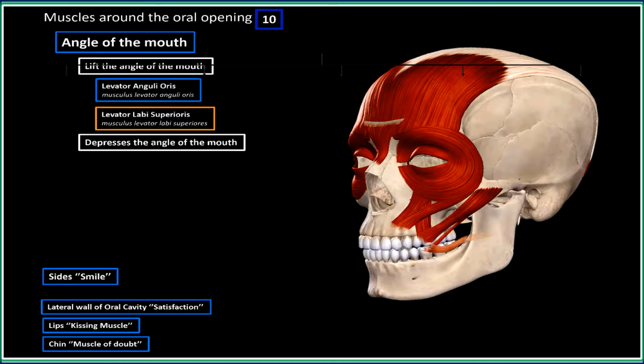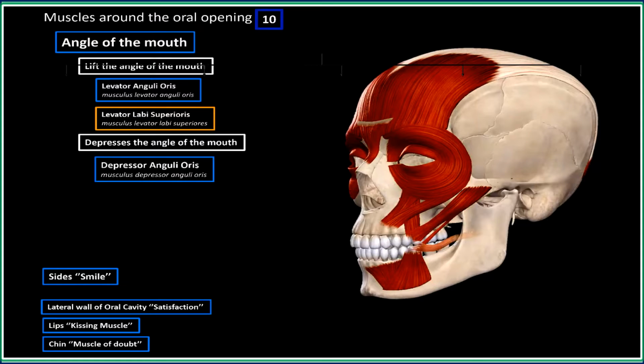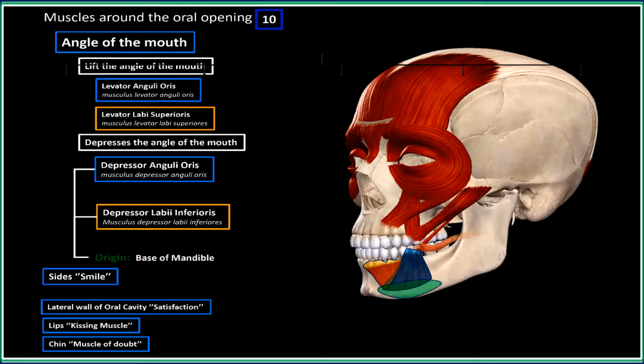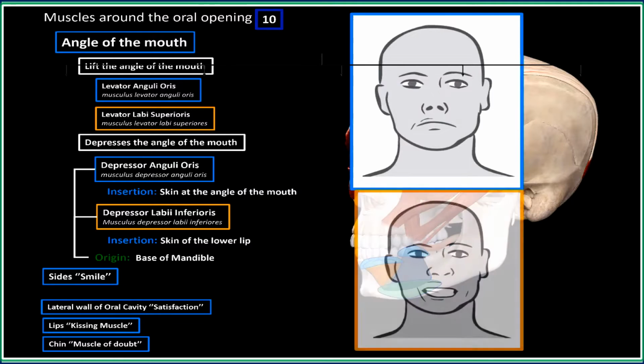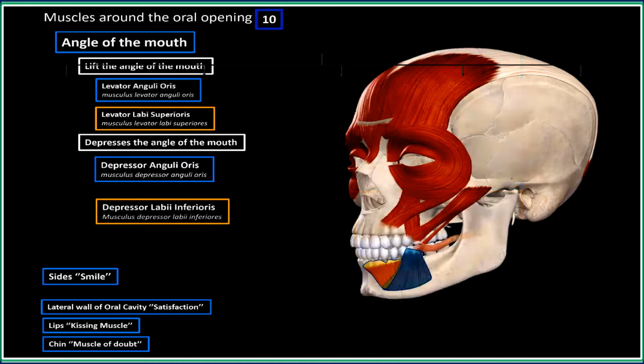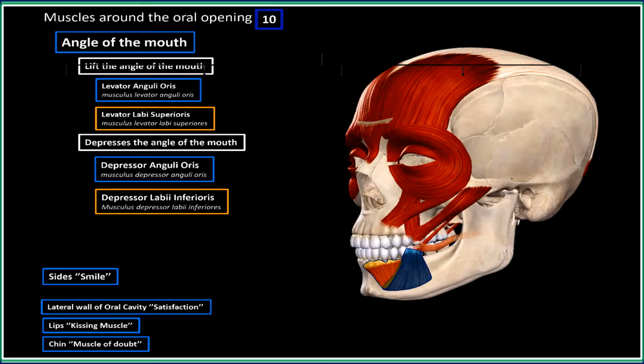The muscles that depress the angle of the mouth are the depressor anguli oris, which is this one, and the depressor labii inferioris, which is this one. They both originate from the base of the mandible, down here. The depressor anguli oris inserts at the skin of the angle of the mouth, but the depressor labii inferioris inserts at the skin of the lower lip. So these muscles make a sad face, but the depressor labii inferioris depresses the lower lip and pulls the lower lip laterally, which produces an expression that looks a lot like contempt. Alright, so these are the muscles that act on the angle of the mouth.